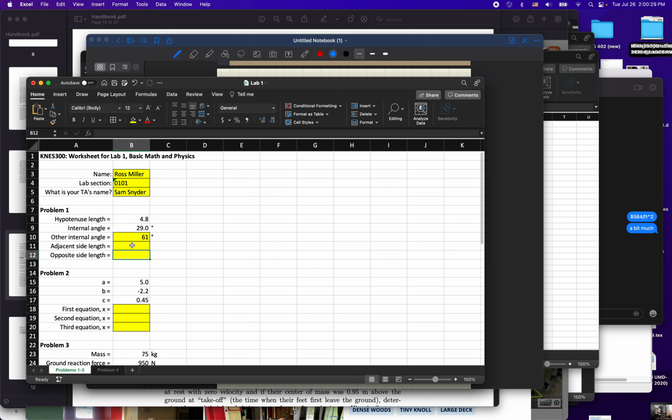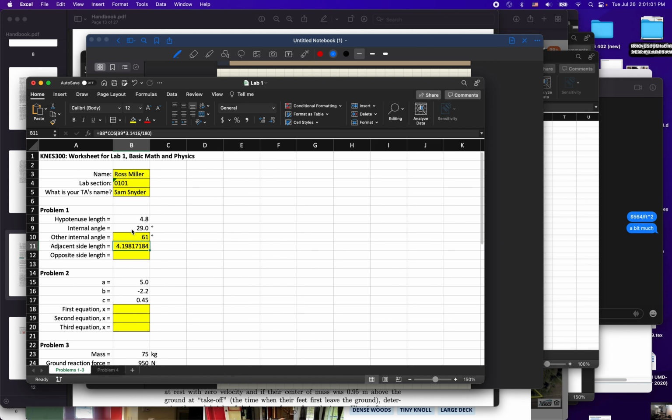And I'm going to click on my cell B11, and I'm going to say that equals the hypotenuse times the cosine of the 29 degrees, but I need to convert that 29 degrees from degrees to radians. And how do I do that? I take the degrees and I multiply by the number pi, which has a value of about 3.1416, and I divide by 180, and then close it out with the right parenthesis. And there I got something that makes a little bit more sense.